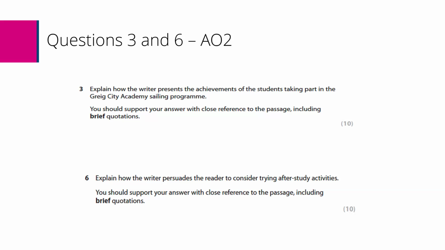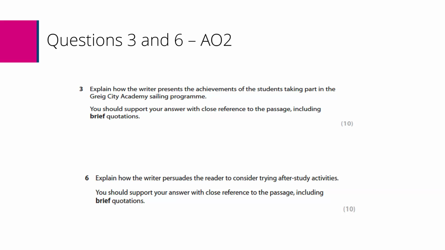So if you're looking at the question paper, we can see that in the 2019 question paper, the AO2 questions were as follows. Question 3 was explain how the writer presents the achievements of the students taking part in the Break City Academy sailing programme. You should explore your answer with close reference to the passage, including brief quotations. So, the mark tariff is cranked up there. They're on 10 marks for each of these questions, but we can see how they mirror each other. Question 3 is on text 1 of that question paper. Question 6 is on text 2 of that question paper.